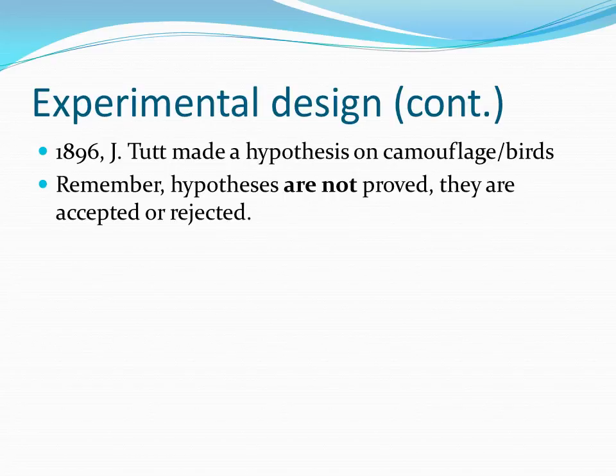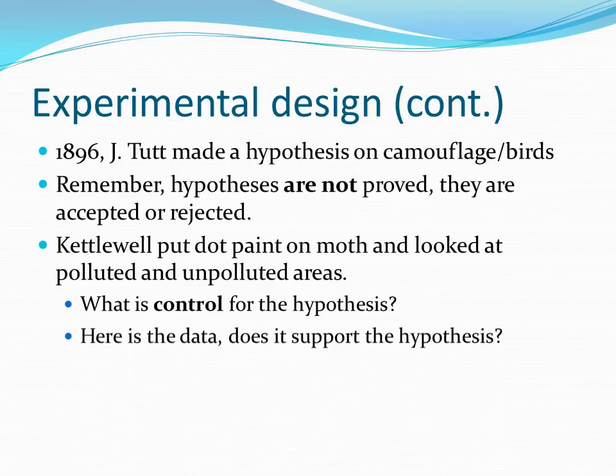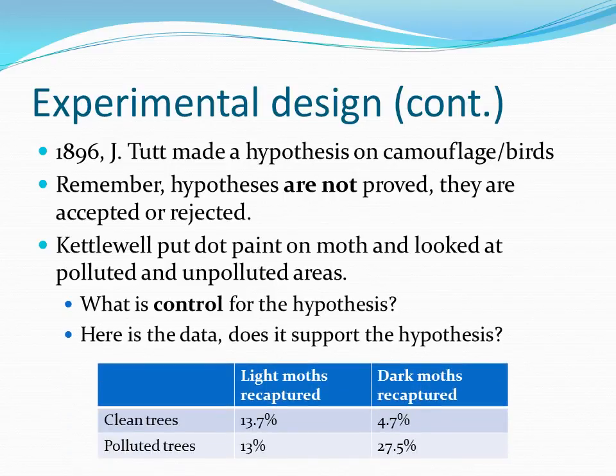Now remember, hypotheses are not proven. They're either accepted or rejected. And Kettlewell basically put a dot of paint on each moth and looked at the polluted and unpolluted areas and then counted the total number of moths to see whether his experiment lined up for this. So his control for the hypothesis were moths that were not actually dotted on their wings. These were just natural moths in the area. And he basically looked at the following data.